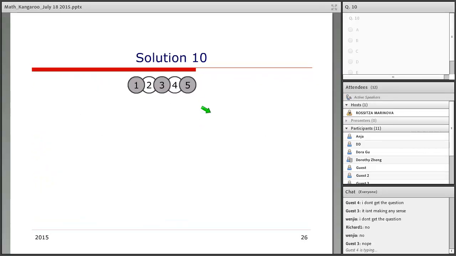Now, this is the figure. I'm just going to walk you through the figure. You see over here, number 2. Okay, guest 4 got it. Awesome. Number 2 over here is glued before 1 and 3, right? Similarly, number 4 is glued before 3 and 5.